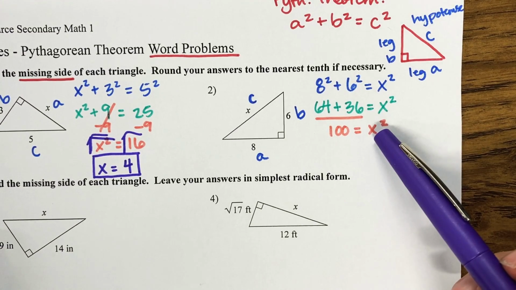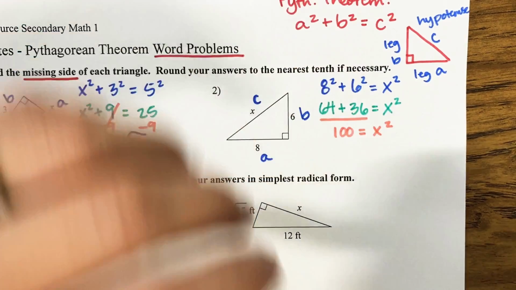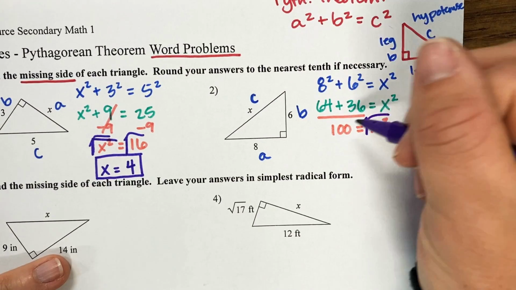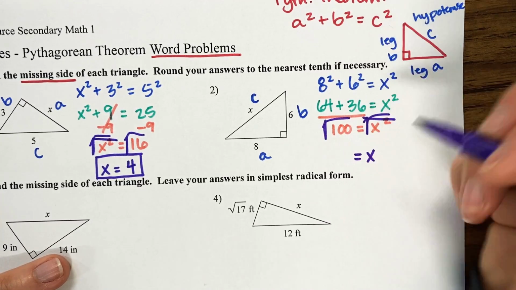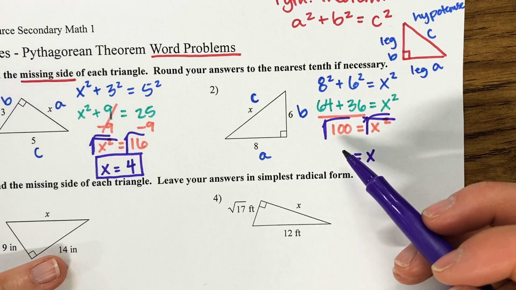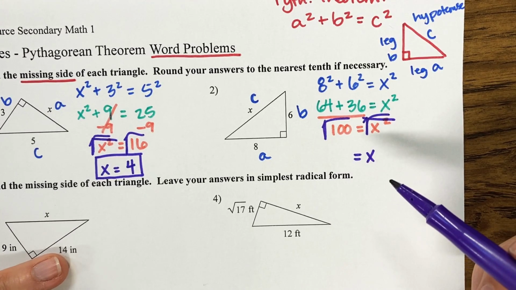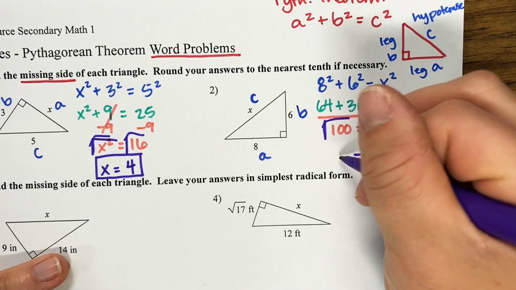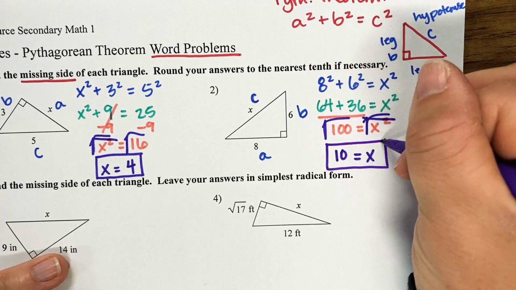Okay, in our very last step for getting x by itself, what is the opposite of square? We are going to square root both sides. That gets rid of that, so my x is by itself. Okay, and what is the square root of 100, or what is the number that multiplies by itself to give me 100? We get 10. So x equals 10.